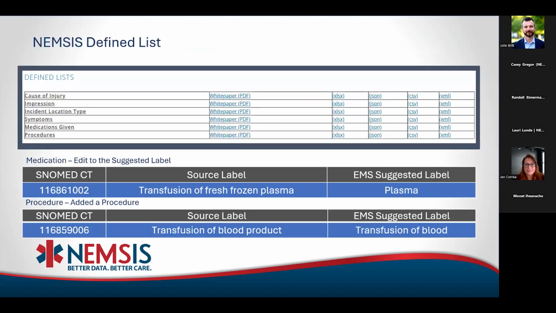So just to review those changes, this is a picture of the NEMSIS-defined list. You can access this by going to NEMSIS.org, technical resources, and then define list. Making note here again of the edit to the suggested label from fresh frozen plasma to plasma, and that the procedure of transfusion of blood was added to the defined list.